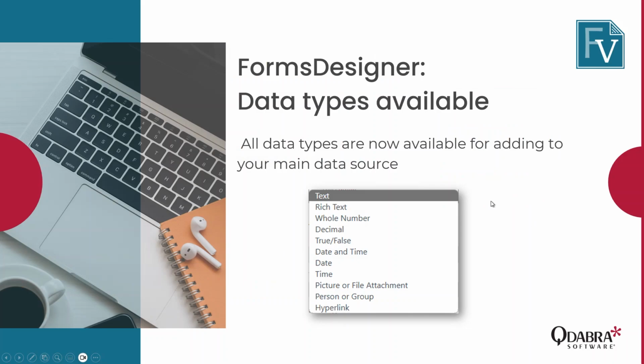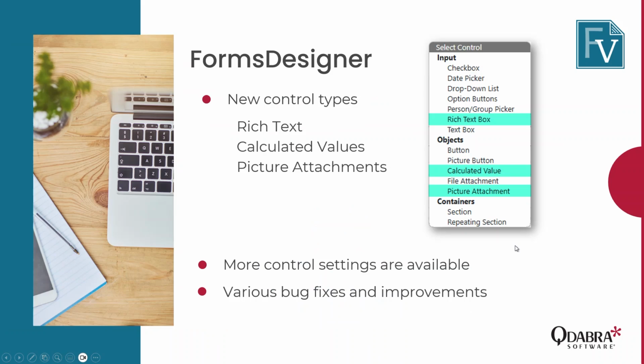For starters, we now support all data types for adding into your Forms main data source. We've got support for text, numbers, Boolean, date and time, picture attachments or file attachments, person types, and URLs. All of these can now be added into your main data source.